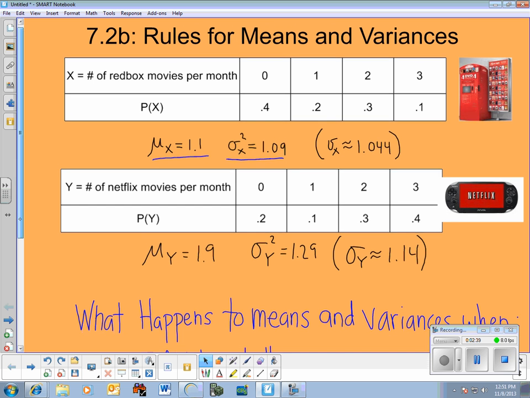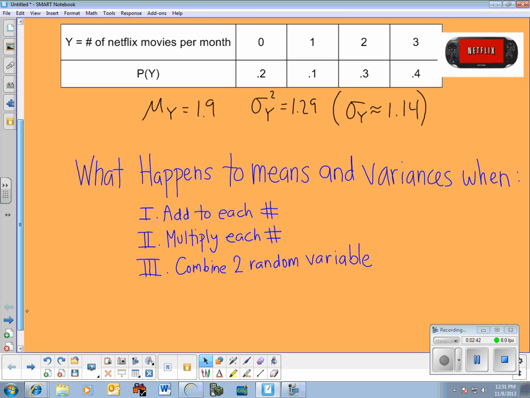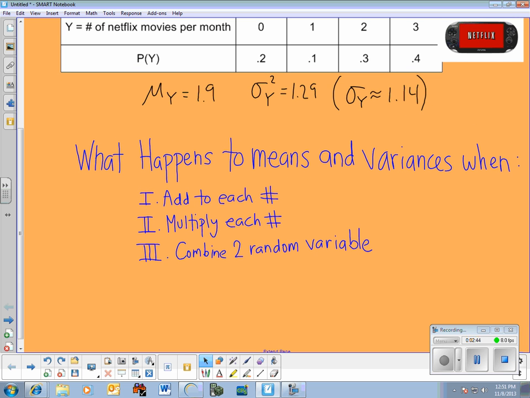So write down these questions. This is going to be our three topics. What happens to means and variances if we add to each number or subtract, or multiply each number, or combine two? These are the three questions that today's formulas are going to answer.